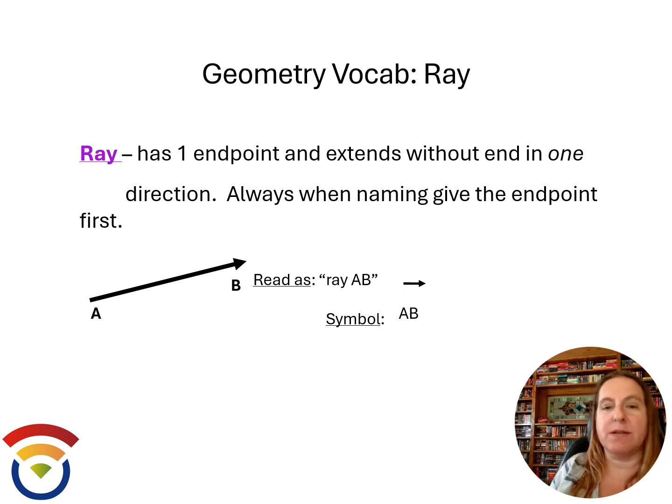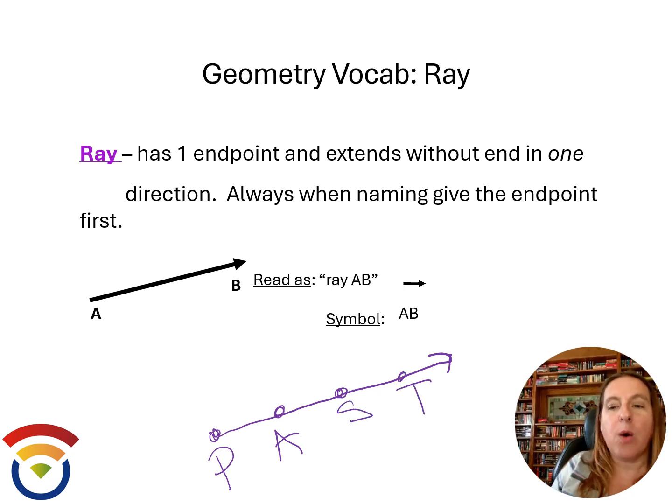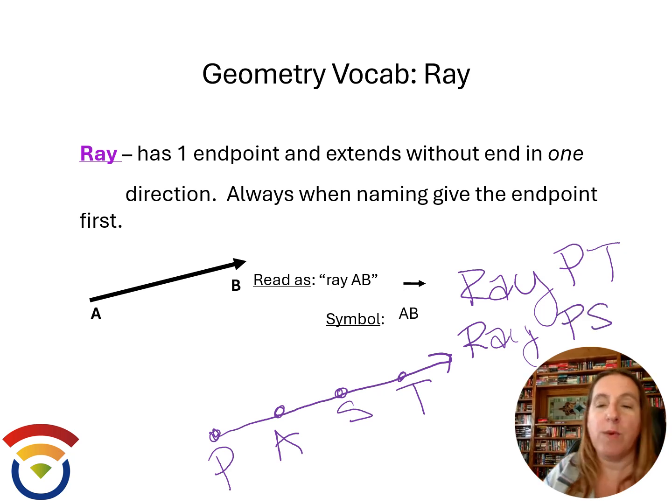The order matters. Just like on a line, there's actually an infinite number of points. So perhaps I have a ray where I start at P and then I have some other points on here as well. When I want to name that ray, I need to always use P as my starting point, but then I can use any other letter. So I could call that ray PT. I could call that ray PA or ray PS.